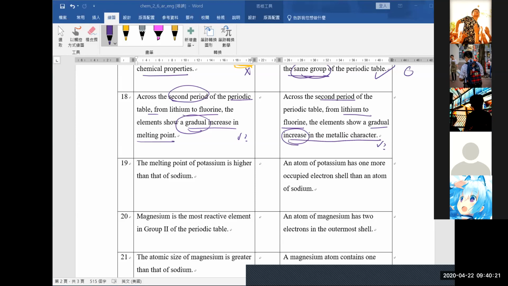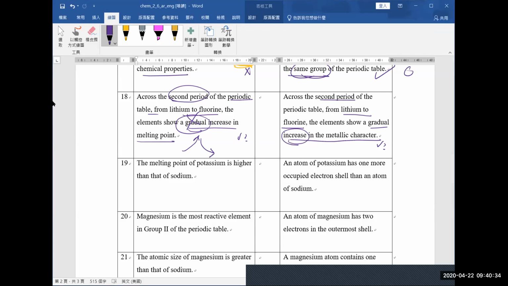You better attempt the Form 3 chemistry test. Gradual increase is not correct, right? The trend of the melting point is something like this, uphill, downhill, right? And this one, gradual increase, the answer is not correct. It is decrease. Both are not correct. Both are wrong. D.